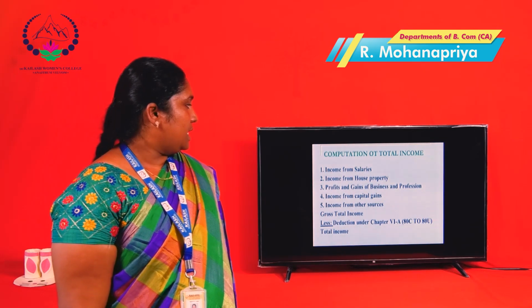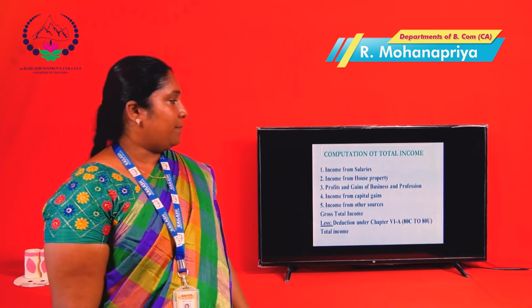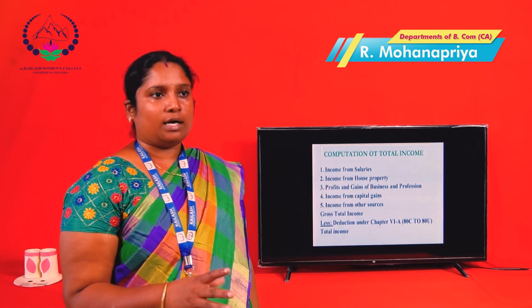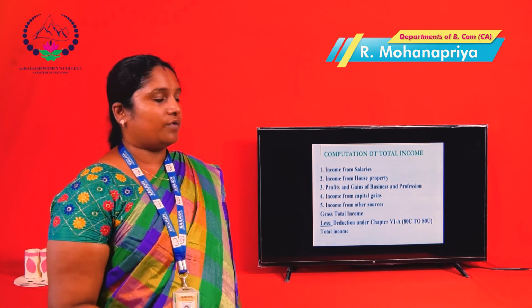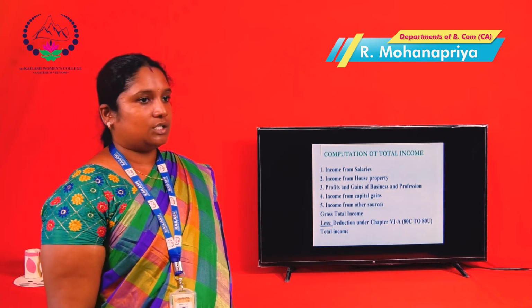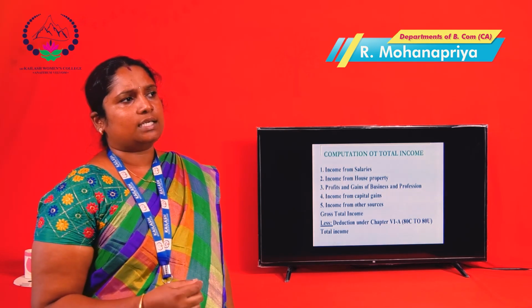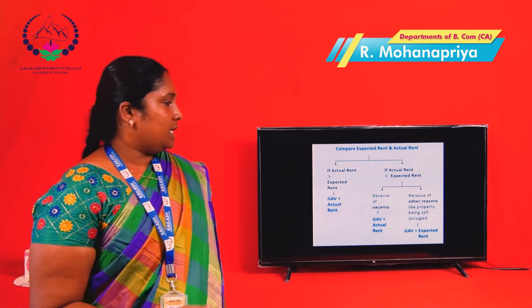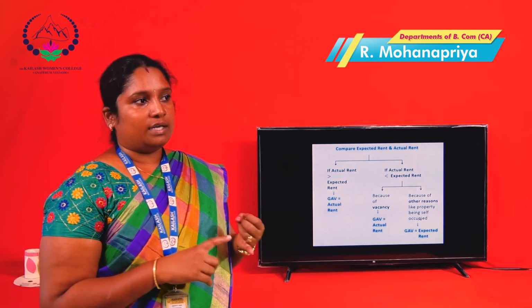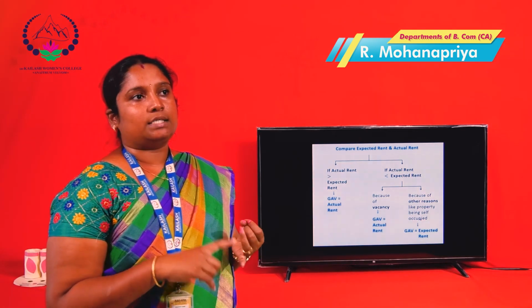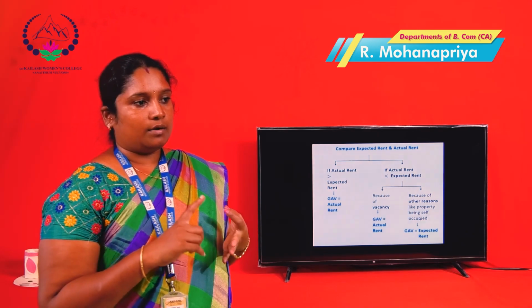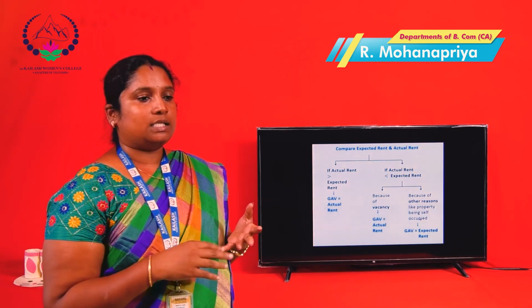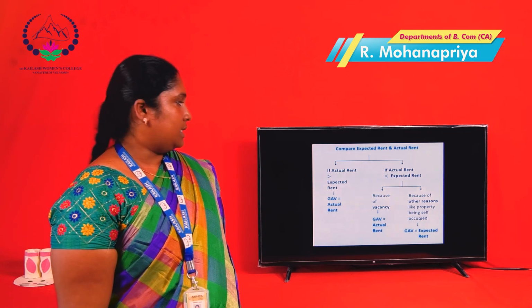Next is income from capital gain. Next is income from other sources, which means any amount, whatever it is, that does not fall under the other heads, such as house rent, salary or capital gain.